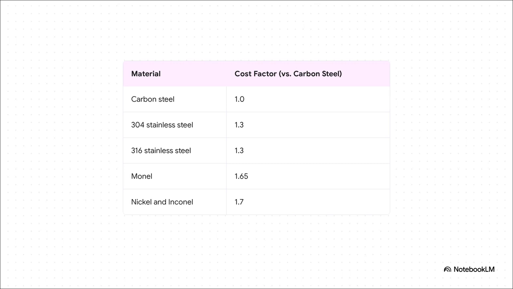Of course, choosing what to build it all out of is a massive decision on its own. Basic carbon steel is your baseline. But if you're dealing with nasty, corrosive chemicals or crazy high temperatures, you need the heavy-duty stuff, like Monel or Inconel. They perform way better, but man, do they cost more. It's this constant balancing act between cost and performance.